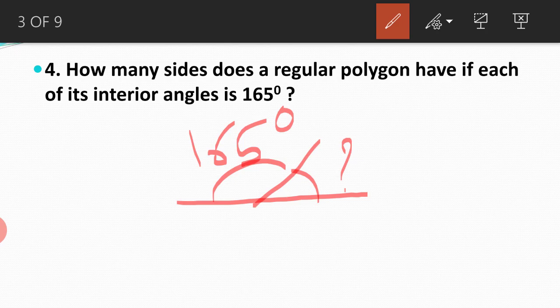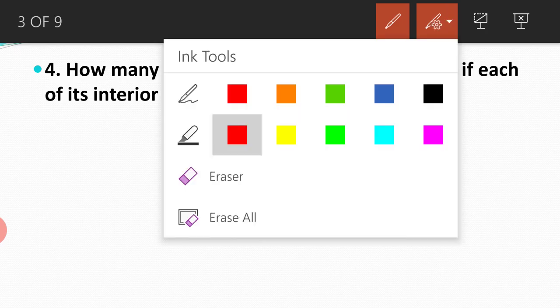One thing you should remember, children, the angle sum property of a polygon, it varies. That means sum of interior angles changes with number of sides. But sum of exterior angles of any polygon is always 360 degree. Is it clear? So let us go for the solution.